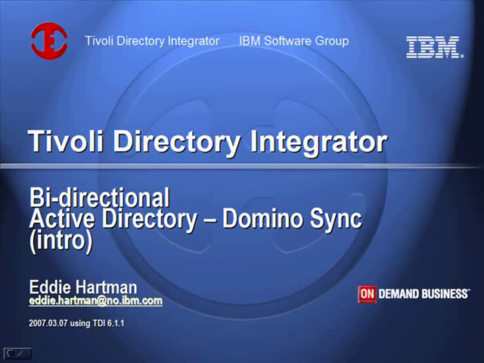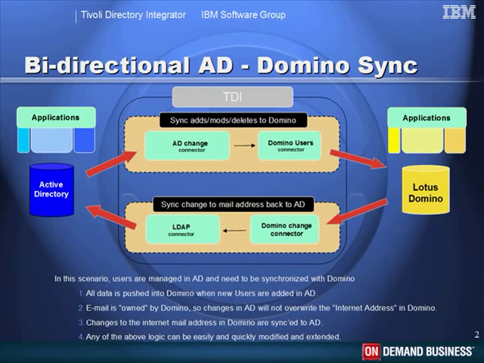This video will be a demonstration of bidirectional synchronization between Active Directory and Domino. There'll be a follow-up video eventually, which is going to show you how to build this. Now, the scenario is that we want to do our user provisioning in Active Directory. This is where we'll add new users, delete those that already exist, or make modifications to them. And we want this information reflected as quickly as possible in Domino.